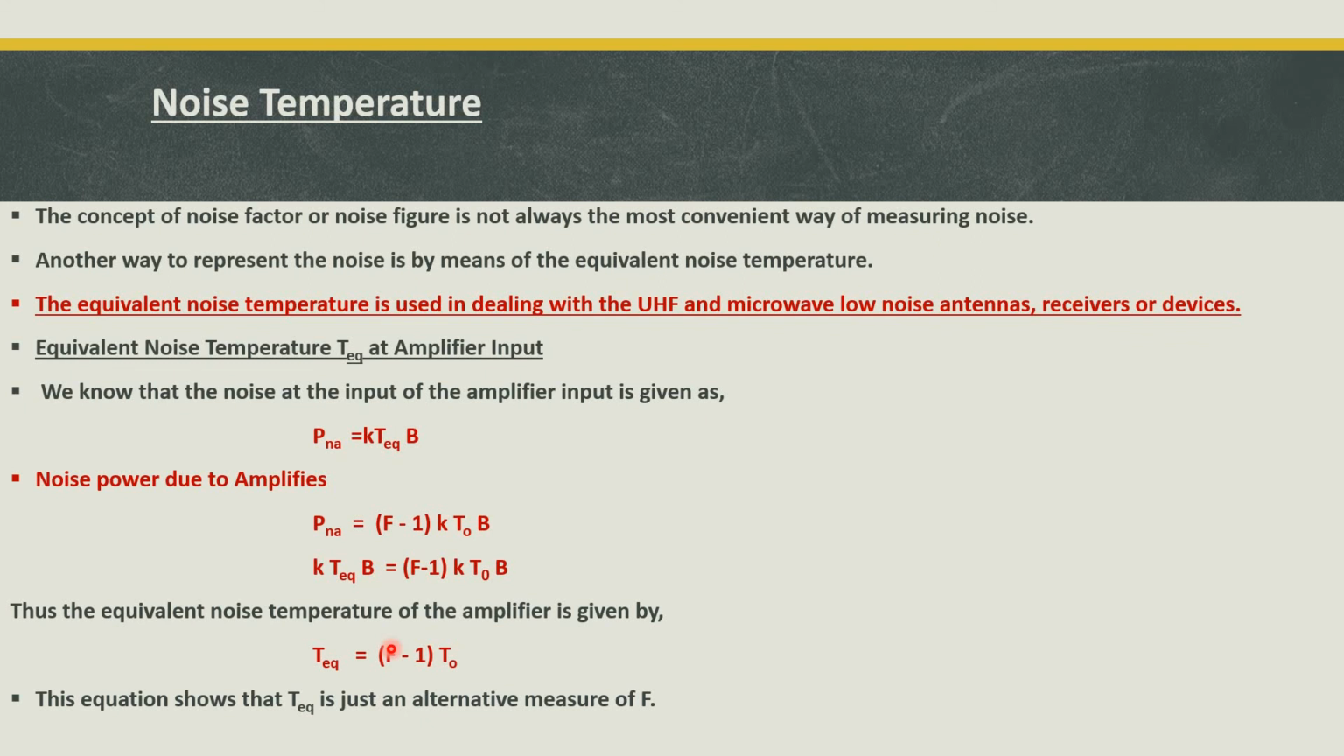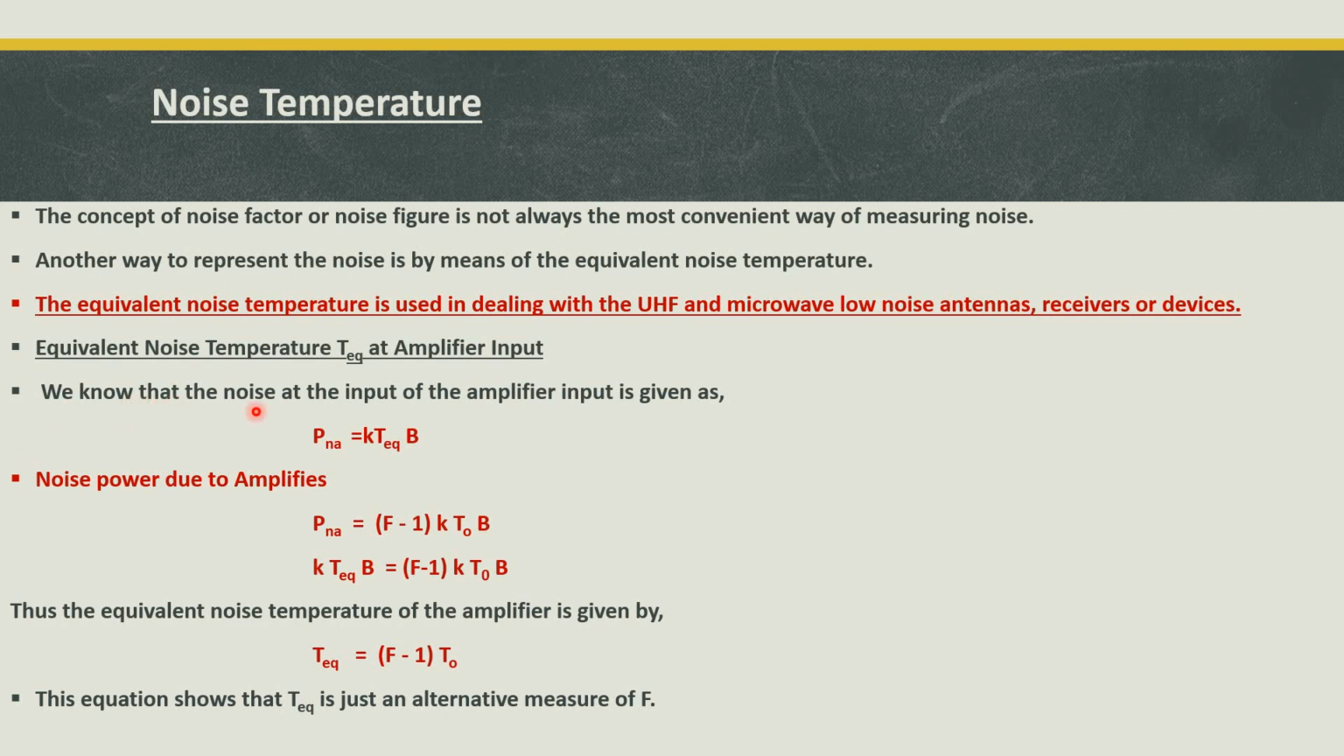So now the noise temperature. The next one is the same noise represented in terms of temperature. In some particular situations, the equivalent noise temperature is used in dealing with UHF and microwave low noise antenna receivers or devices. In that situation, instead of calculating noise factor, the equivalent noise temperature calculation will be very easy. So that's why we are calculating equivalent noise temperature at the amplifier side in the frequency range of UHF and microwave frequency.